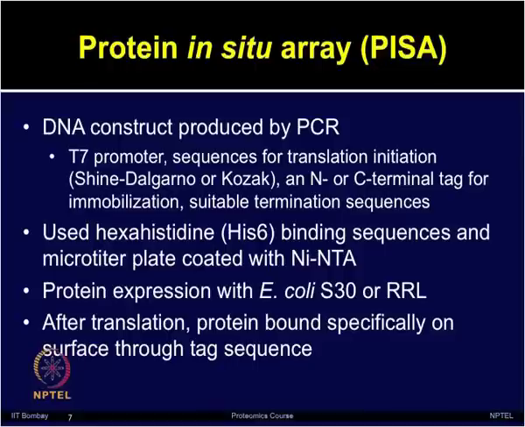The DNA construct can be produced by polymerase chain reaction. The construct should contain a T7 promoter, the sequences which are required for translation initiation, such as Shine-Dalgarno or Kozak sequences, an N or C terminal tag sequence, which is required for the immobilization of synthesized proteins, and the suitable termination sequences.